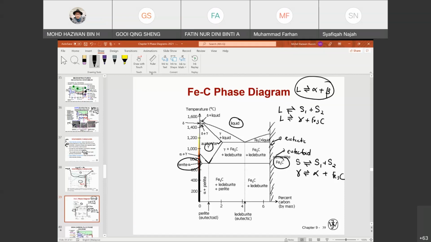As I said, you will see one horizontal line. The top of the horizontal line will be the reactant, gamma. Okay, dekat atas ni nampak gamma. And then at the side, hujung line tersebut, you will see alpha and also cementite. Okay, so this is actually known to be the eutectoid reaction. And normally the eutectoid reaction forms below, even lower than the eutectic reaction in some cases. Okay, alright.